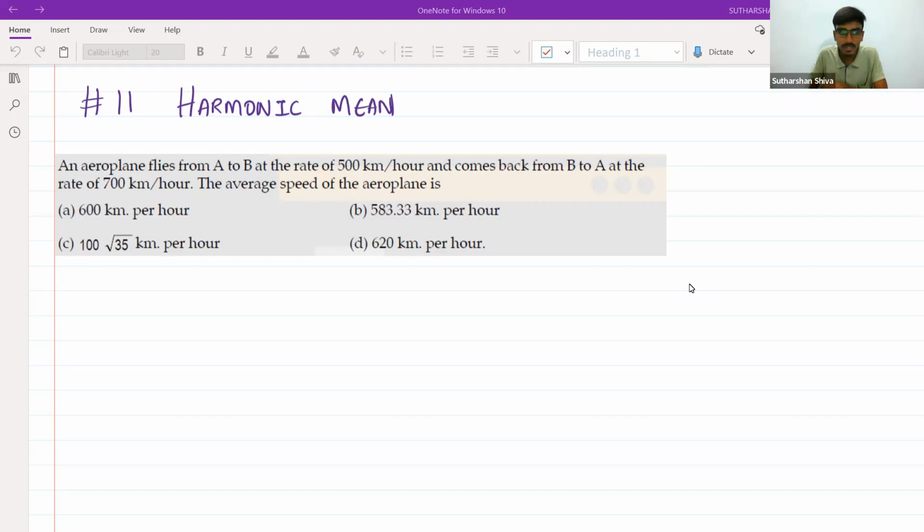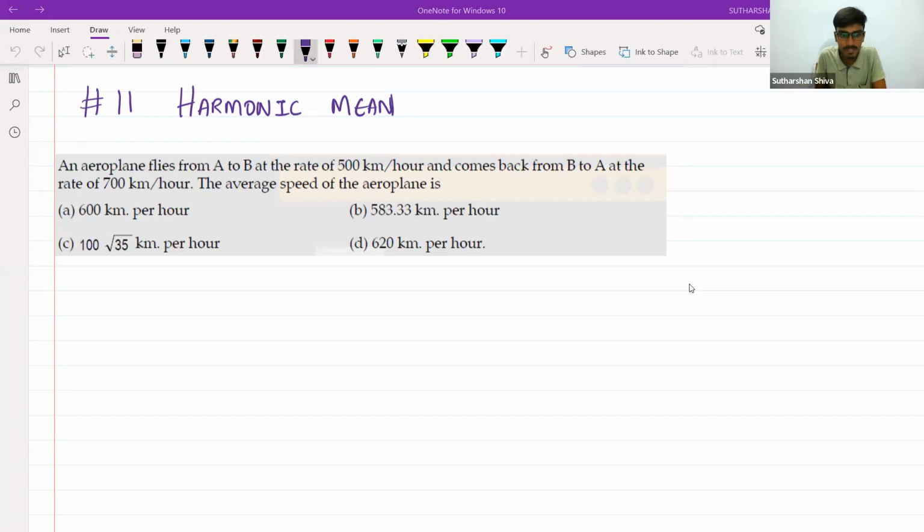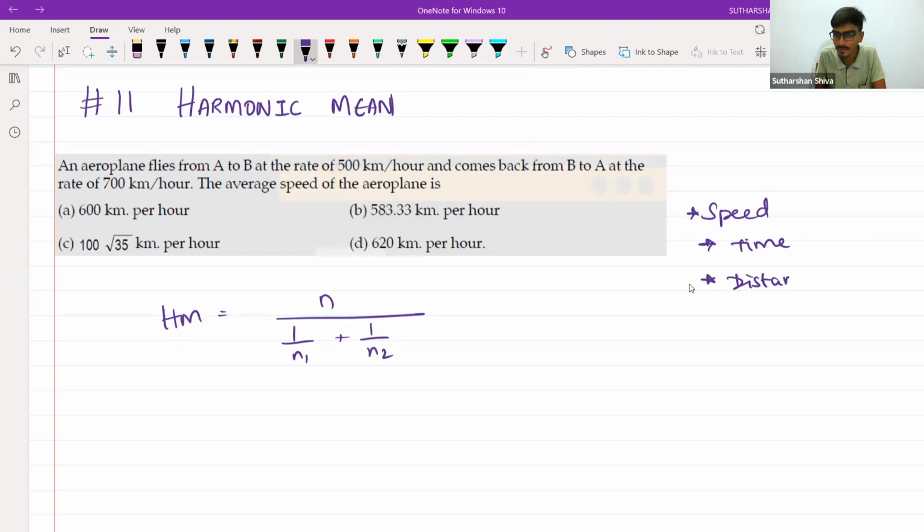The basic formula of harmonic mean is n divided by (1 divided by n1 plus 1 divided by n2). This is a basic simple formula, and whenever my question is based on speed, time and distance, I will use harmonic mean. So they are simply asking for average speed.